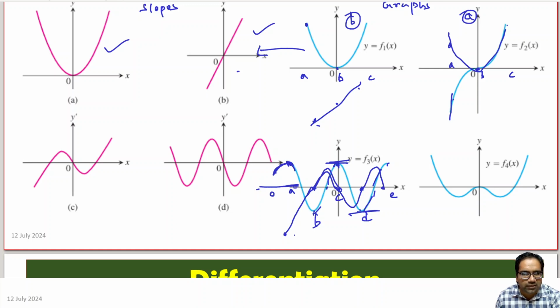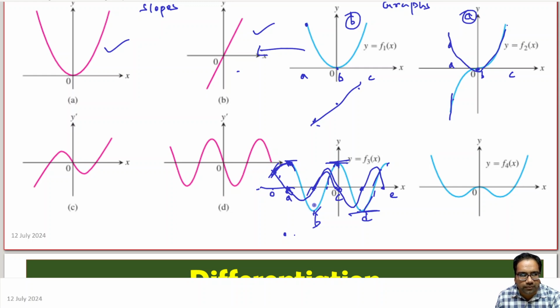At A, this graph is like this. So that means at A also, the slope is actually 0. And at O, the slope is positive. It is positive and it is becoming 0. So basically at O, the slope is positive. At A, it is becoming 0. That is this point A.